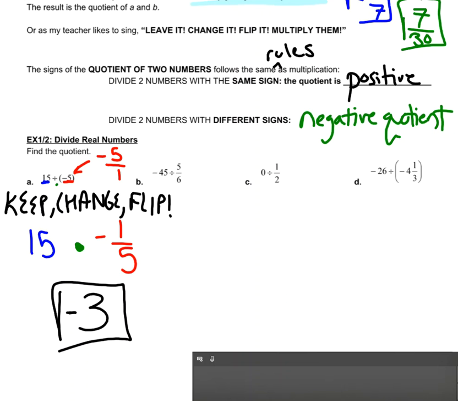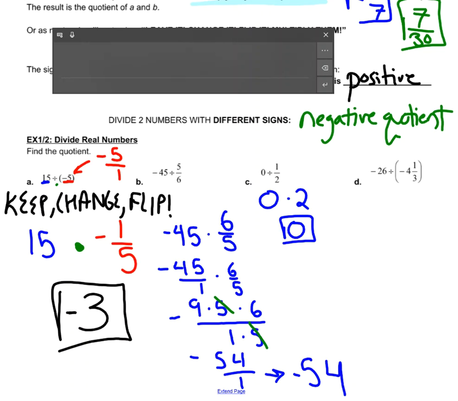Okay. Let's try that next one. Negative 45 divided by 5/6. Actually, I think you guys can do B and C on your own. Once you finish B and C, unpause this video and check your work. Okay. Take a second and check your work. Please feel free to pause this video so students can see if they got these answers. If you didn't get negative 54 and 0, please pause this video, chat with your teammates, with your mentors, and figure out why, what happened.